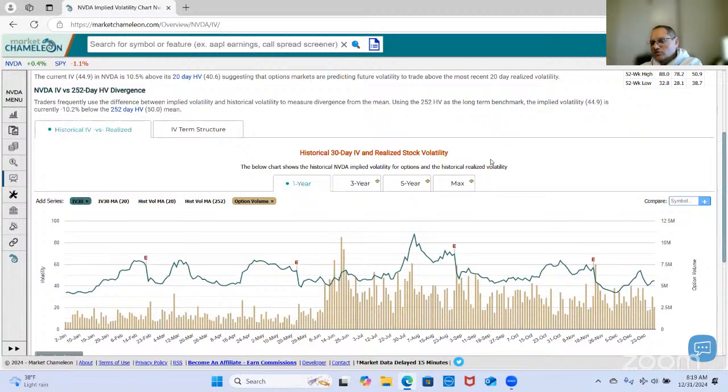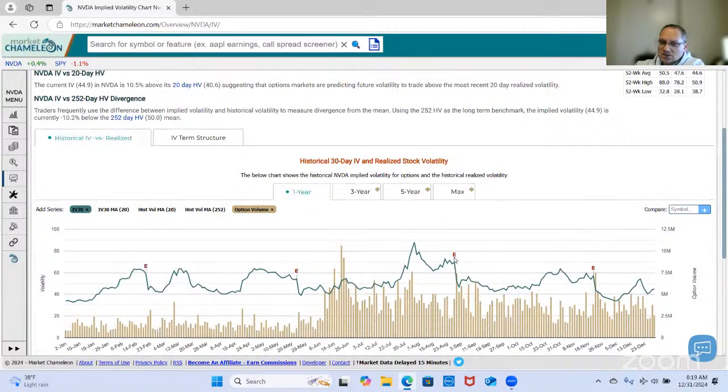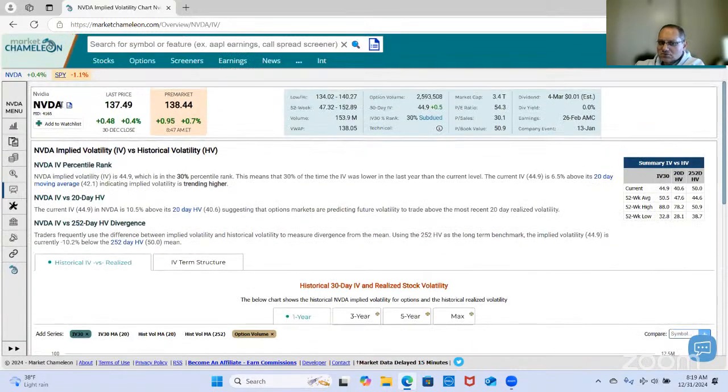Or we could also add a different security in it. What if we wanted to compare the implied volatility of Nvidia to the implied volatility of an index, let's say, that is technology based, like the QQQ, right? QQQ, NASDAQ 100. How does Nvidia's implied volatility compare to the QQQ implied volatility?